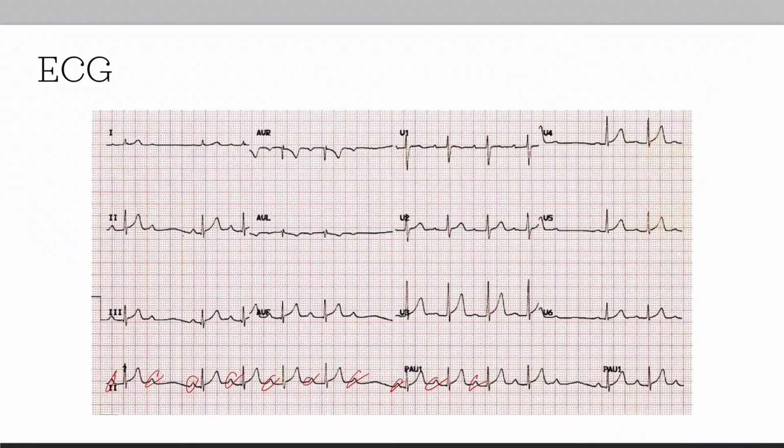So we should have a P wave followed by a QRS complex that is nice, tall, and narrow. And if we're looking at them, we've got a QRS complex here, here, and here. And they all appear to be less than 120 milliseconds, so we're not going to say that we have a bundle branch block there.